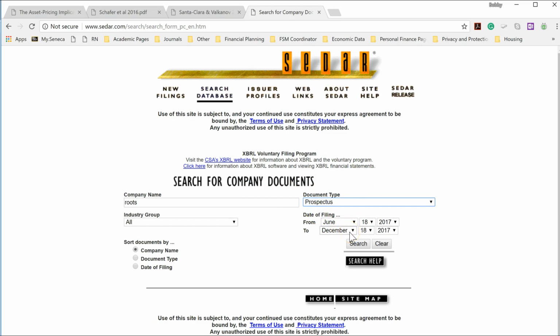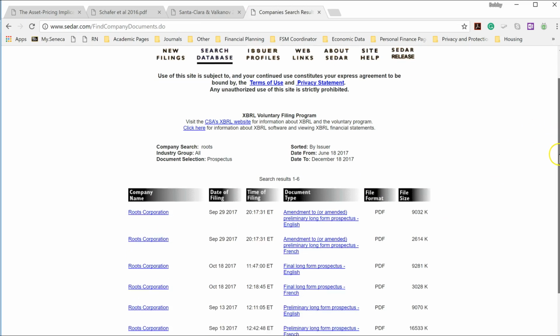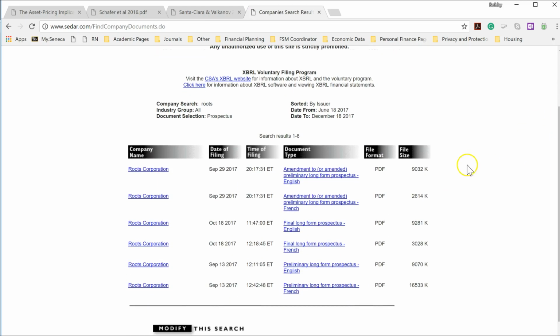Roots happened just this past fall. So this captures the dates. We don't have to change that. If we hit search, we're going to see some of the documentation we have for Roots. Okay, and you see they have their preliminary prospectus.